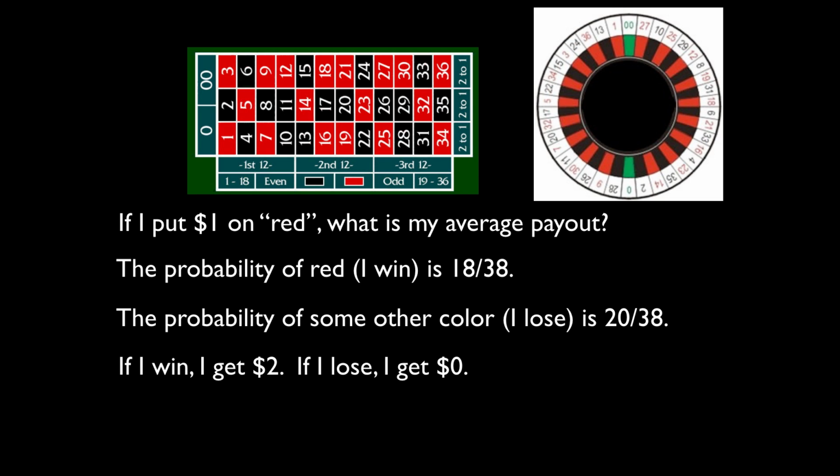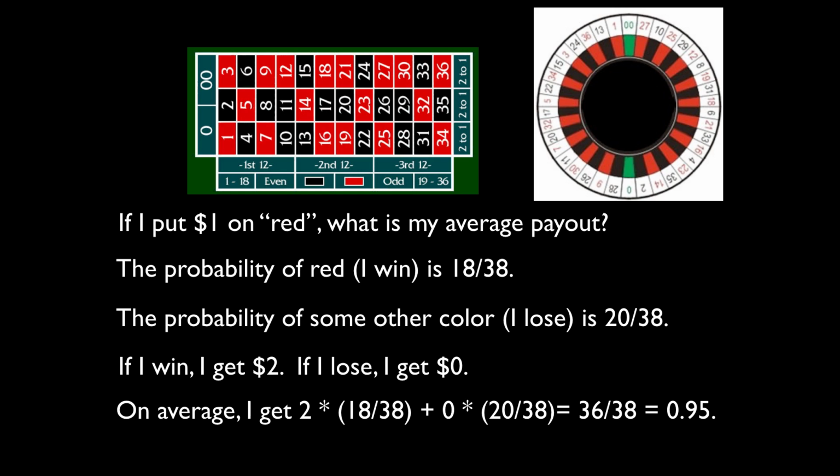Okay, so in this case, I got 0.95. If I put a chip in, 18 out of 38 times I get 2, and 20 out of 38 times I get 0, so it all becomes 0.95. Right, but you have to start with $1. Yeah, exactly. Does that affect your payouts though? Yeah, of course.